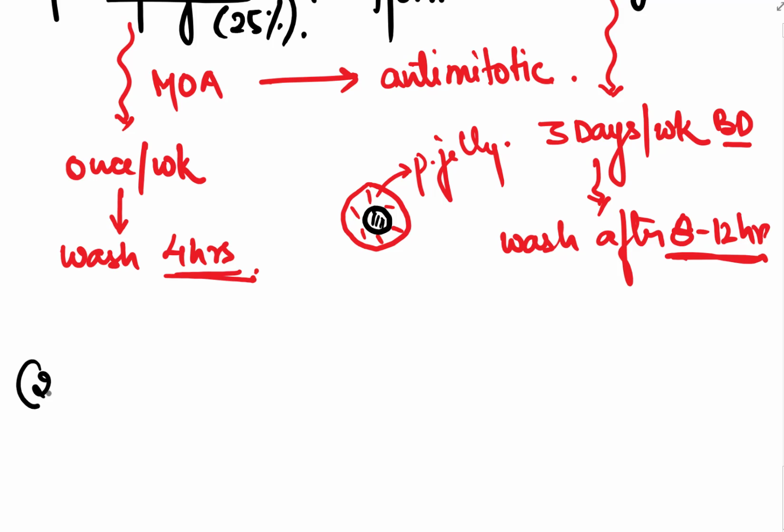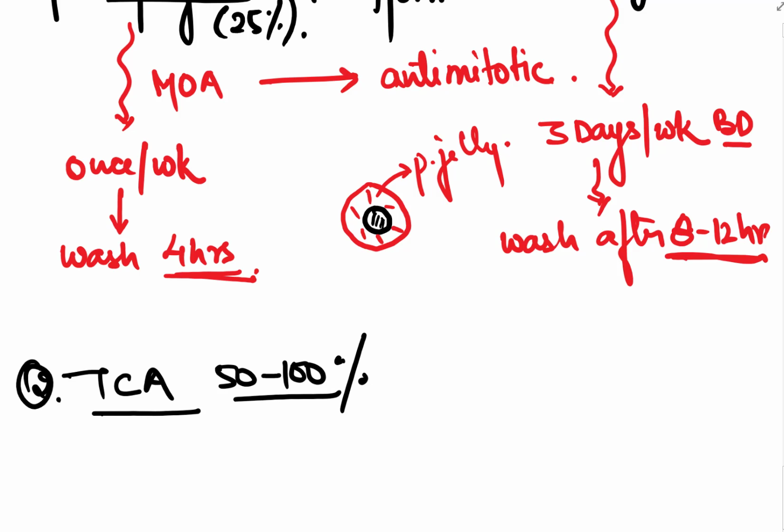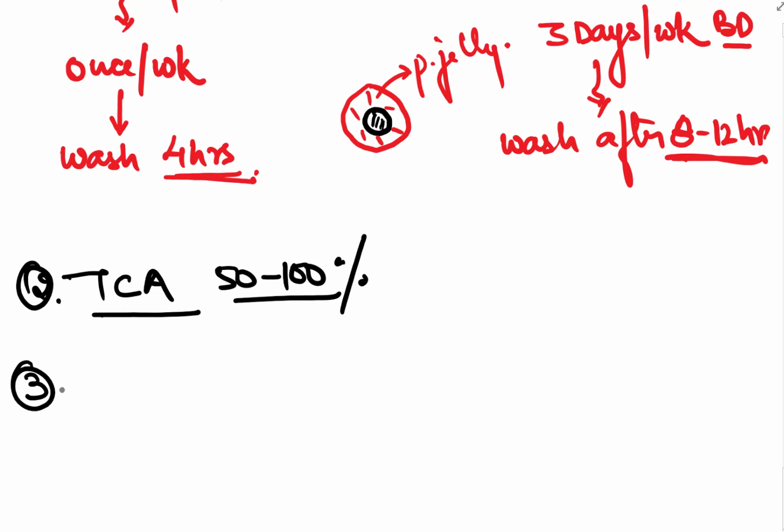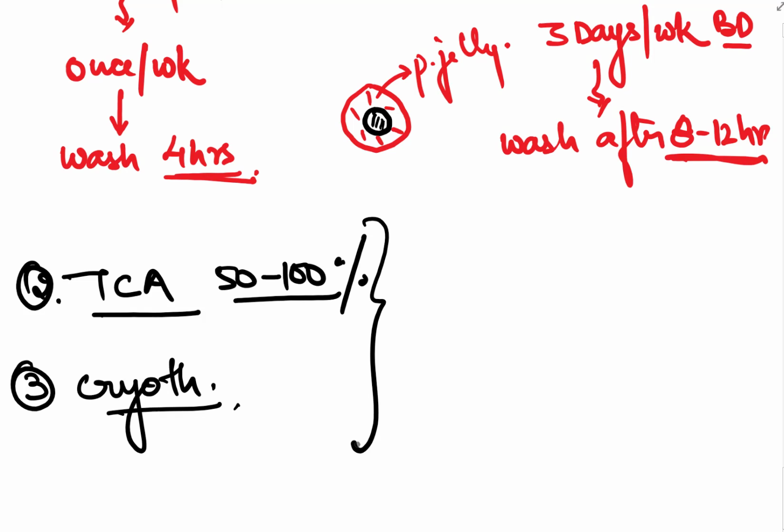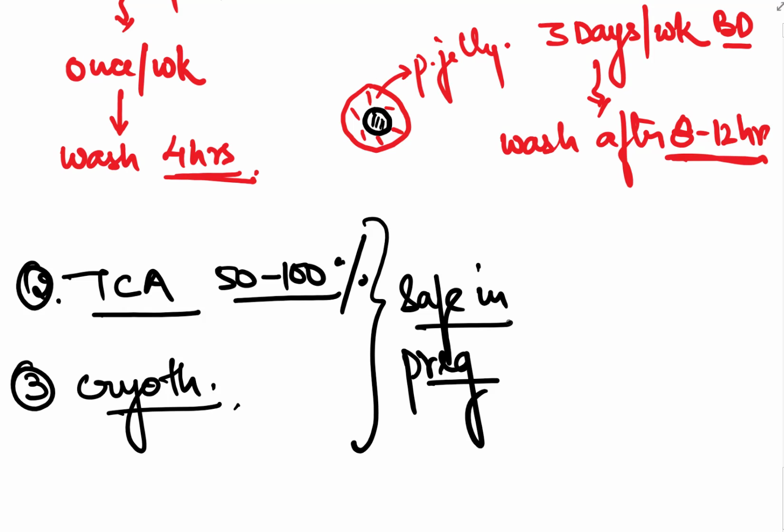Then second thing, that is provider administered, is you can apply trichloroacetic acid. So trichloroacetic acid in the strength of 50 to 100% can be applied over the lesions. And third thing which is provider administered is cryotherapy. So both these, that is TCA and cryotherapy, they are safe in pregnancy, while podophyllin is teratogenic. So podophyllin and podophyllotoxin should be avoided in pregnancy.